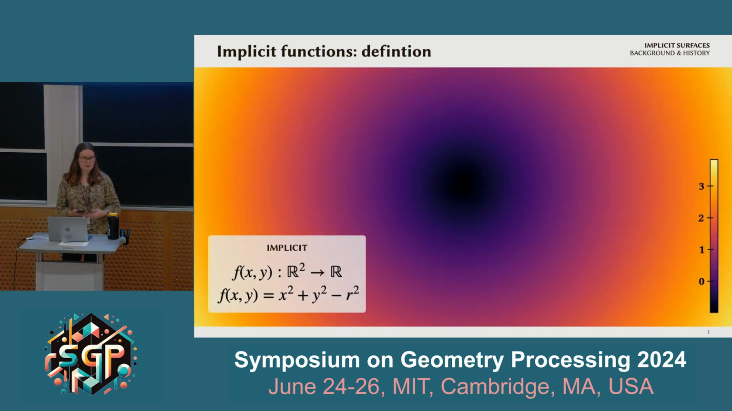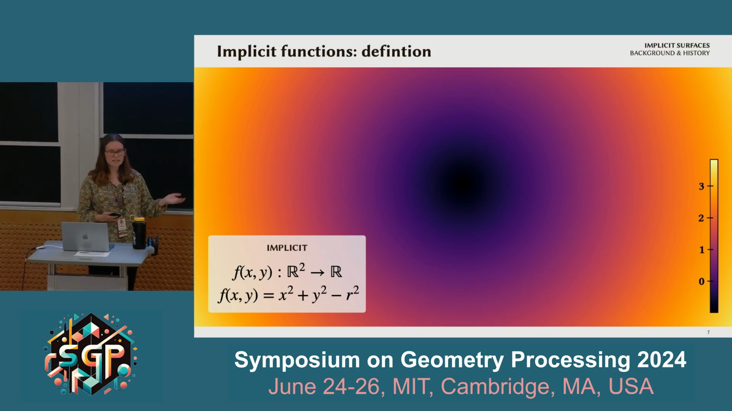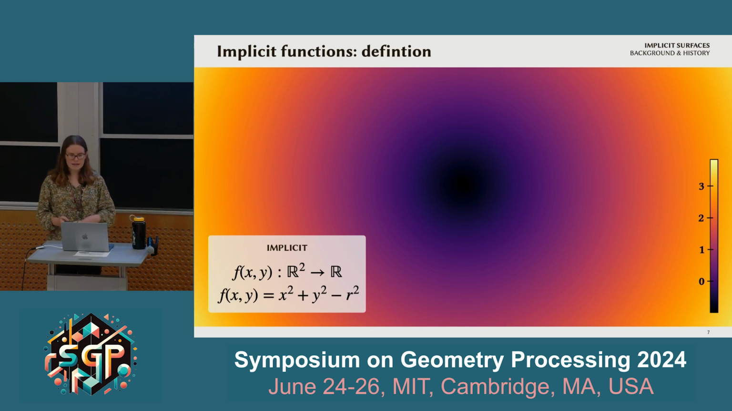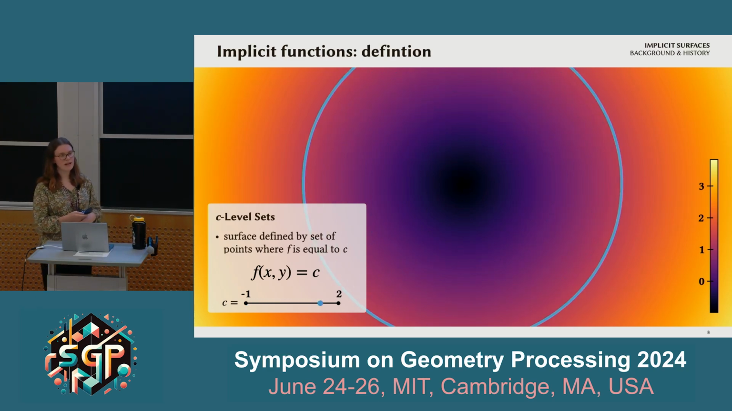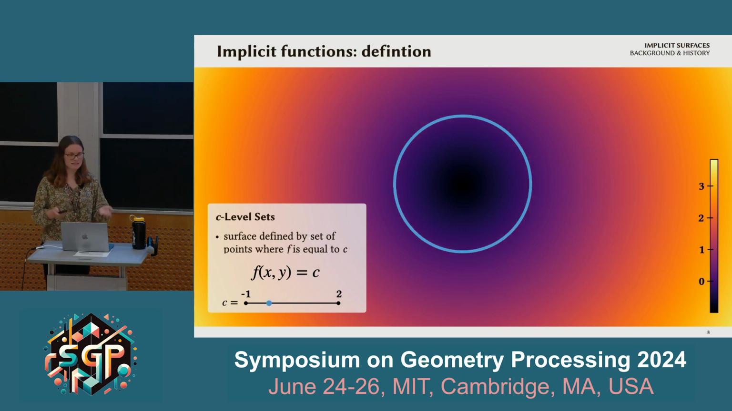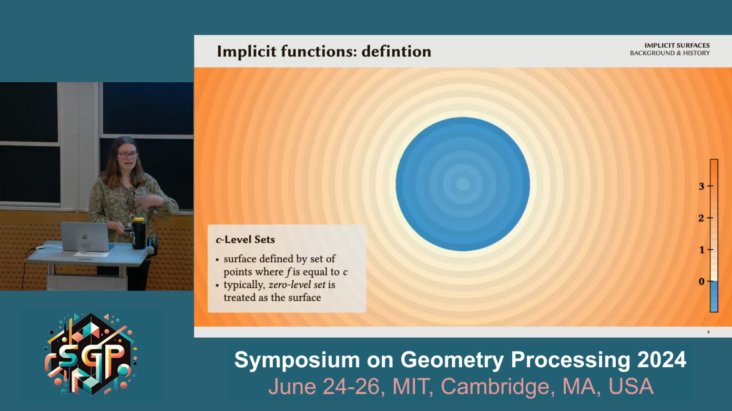We can view that same example in another light, as viewing the implicit function as a map from some spatial coordinates, like here, the plane, R2, to a scalar. And we can then get a surface from this implicit function by finding the set of points where this function equals some value c. And you can see here different values of c. These are called c level sets. And usually we care about a specific level set, the 0 level set, and we usually treat that as the surface we're representing.